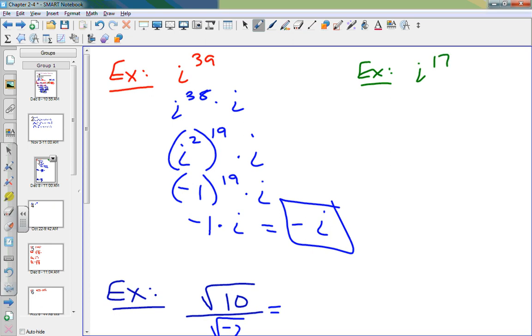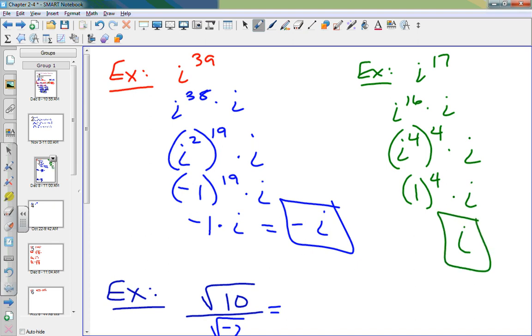Let's take i to the 17. Is 17 divisible by 2 or 4? No. So I'm going to make this i to the 16 times i. Correct? Is 16 divisible by 2 or 4? By both. So which one do you think we want to use? I would use the 4 because it's a lot easier. So i to the 4th raised to what power is i to the 16th? 4, times i. So what's i to the 4th? 1. 1 raised to any power is always going to be 1. So that's just going to be i.